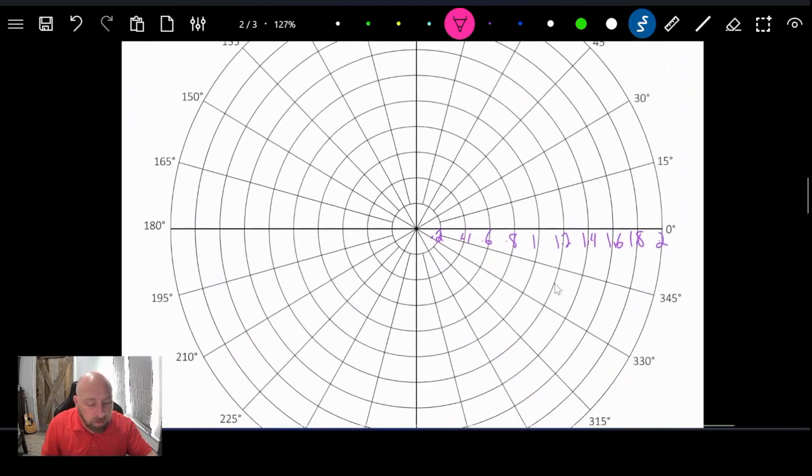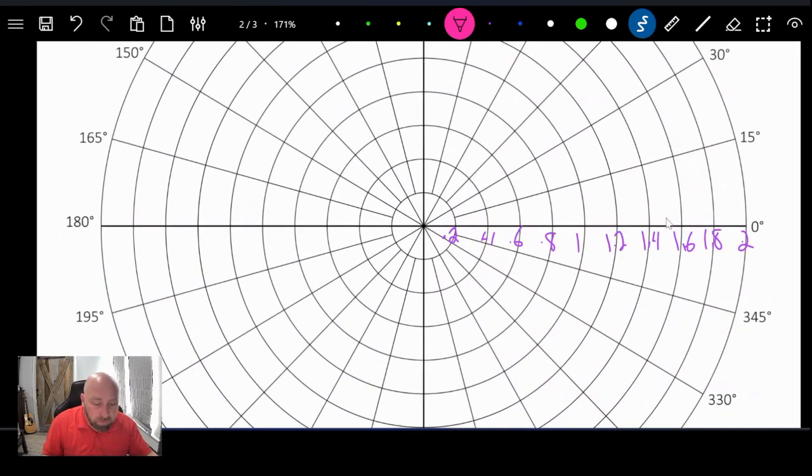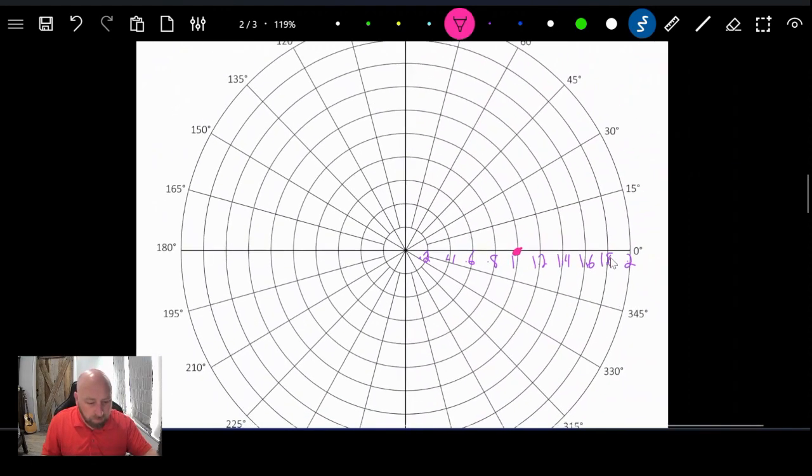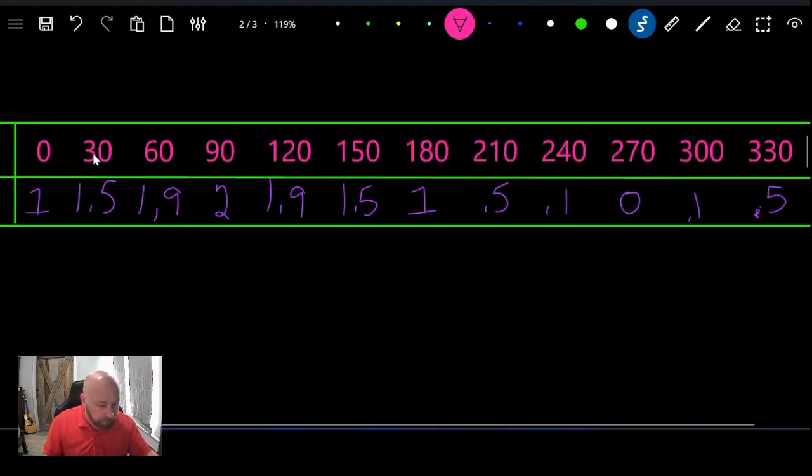So we're going to come out here, and we're going to be at the 1 right here and at the 0. So 1, 0 would go right here. Okay, and I'll make these points a little bit bigger so you can see them, hopefully. And then we'll come back here.